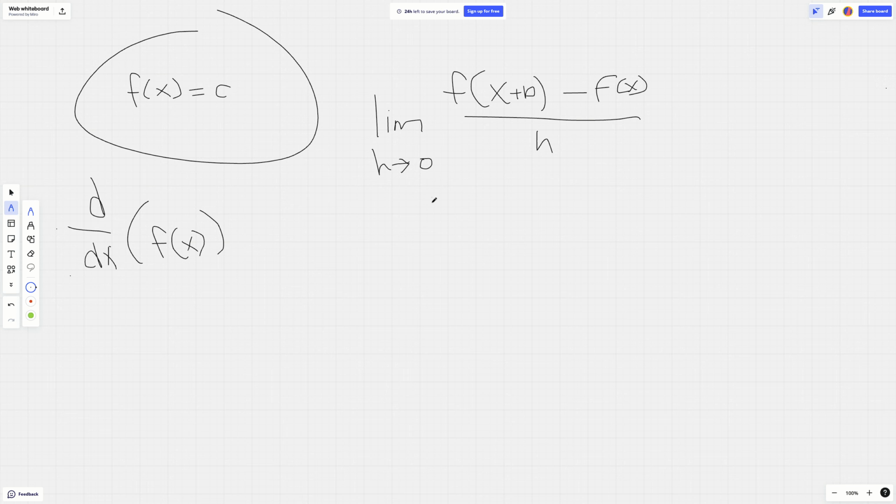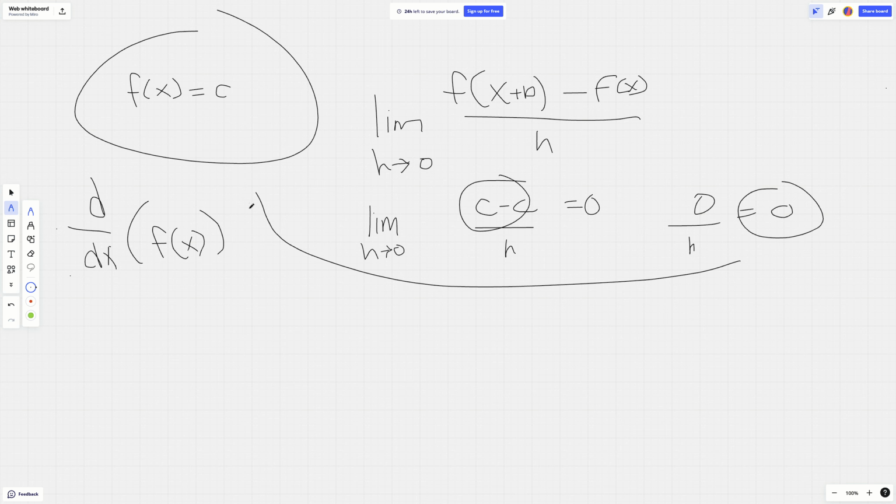Now, obviously, we can't directly substitute 0 in for h yet, but since we know for all inputs x, we're going to have a constant output c, we know f of x plus h is equal to c, and f of x is also equal to c. So we can simplify this to the limit as h approaches 0 of c minus c over h. Now, we don't even need to plug in 0 for h. c minus c is equal to 0, and 0 divided by anything apart from 0 is equal to 0. That's it. The derivative of a constant is 0.